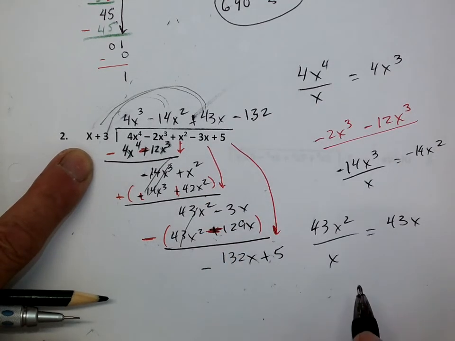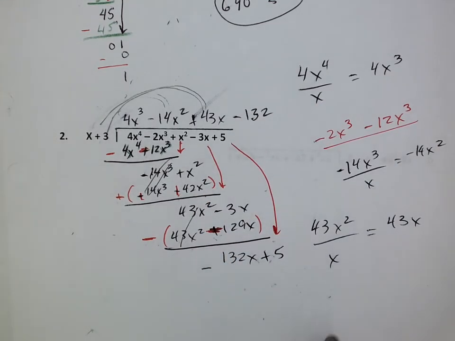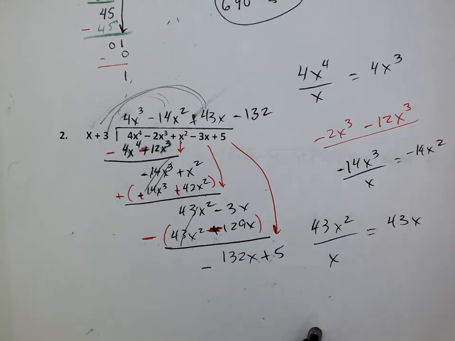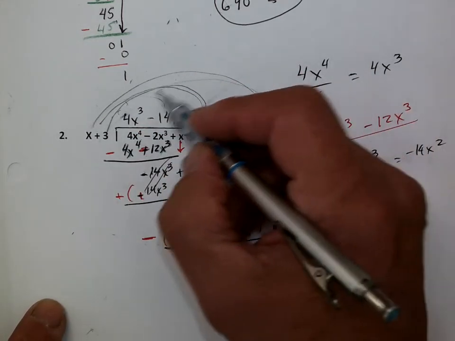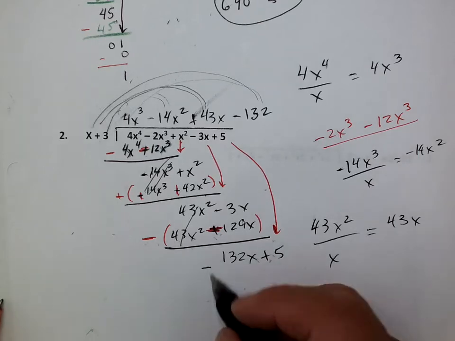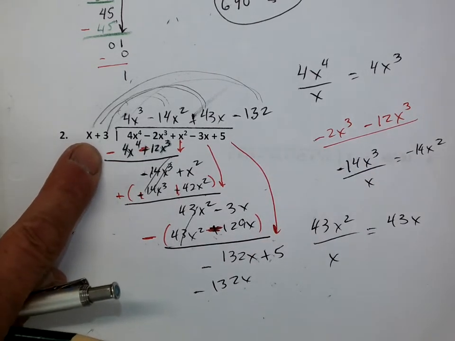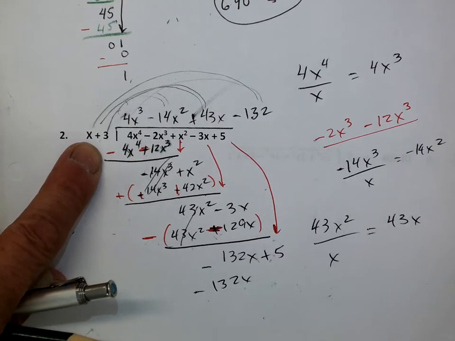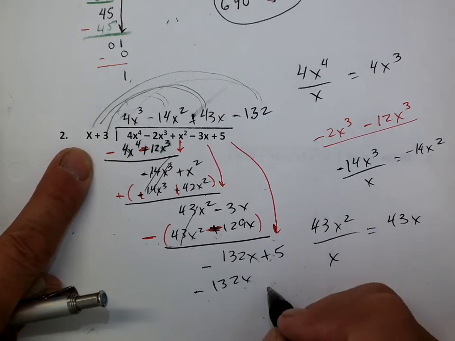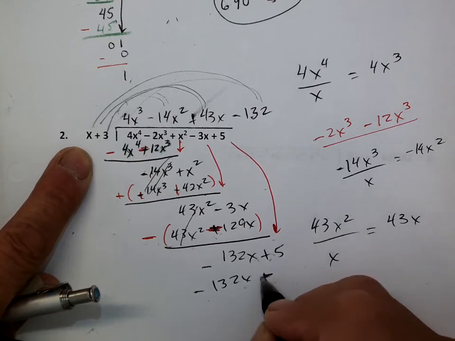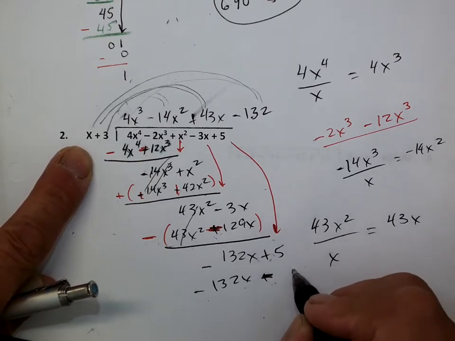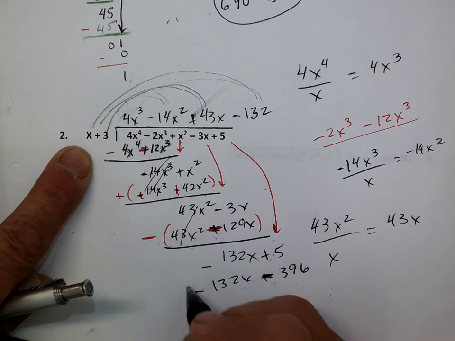Okay? And now I'm going to multiply. I'm going to multiply this times this times this, which is going to give me a negative 132x. And 3 times 132 is 396. It's going to make it a positive, no, negative, I'm sorry, because that is negative 396.